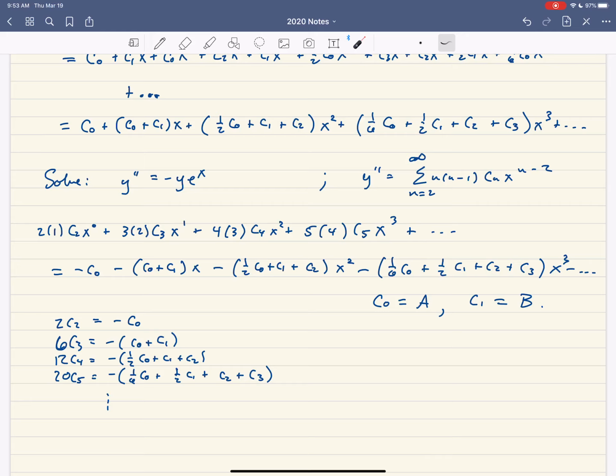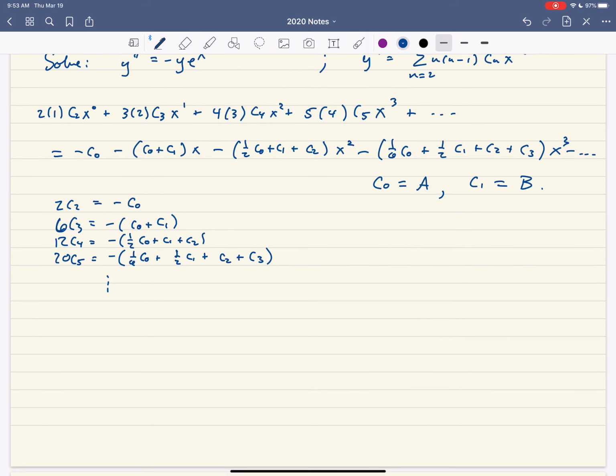So that's what's going to happen. We got C0 is A, C1 is B. And again, if you just want to think about it as you have no restrictions on C0 and C1, that's fine. And so let's think about what's going to happen for C2, C3, C4, C5.